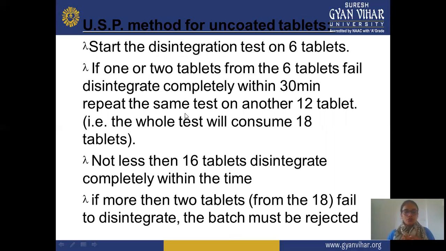In this condition, you should reject your batch, or you can take another 12 tablets, meaning a total of 18 tablets. 6 is the previous one, and 12 is after rejecting that test. So the total is 18 tablets, and again you perform this disintegration test on these 18 tablets.